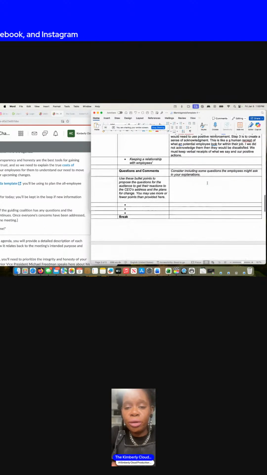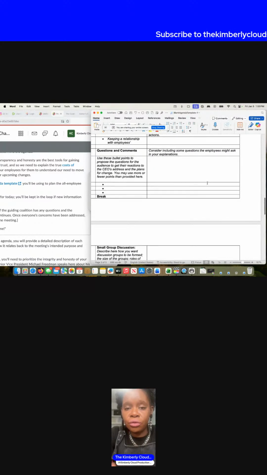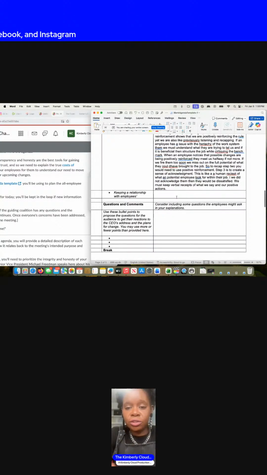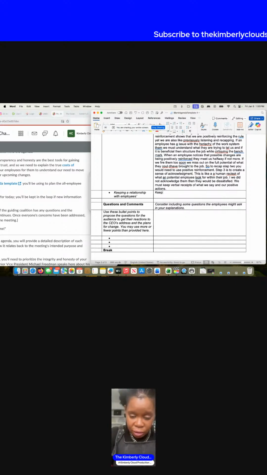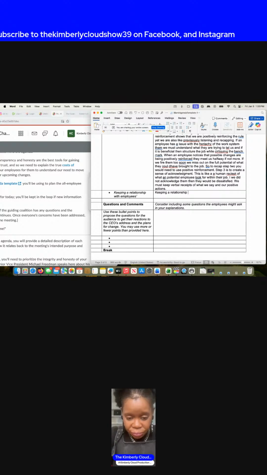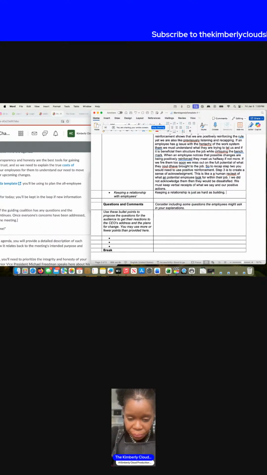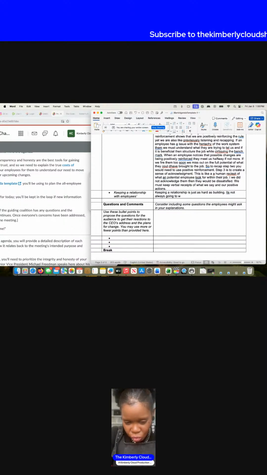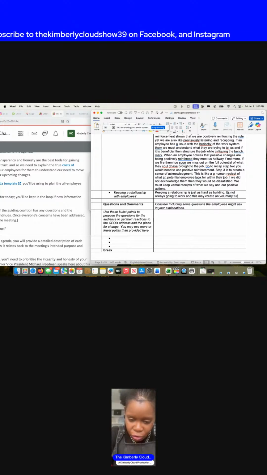Keeping a relationship open with employees. Building a relationship, keeping a relationship. Keeping a relationship is just as hard as building. It's not always going to work, and this may create voluntary turnover.